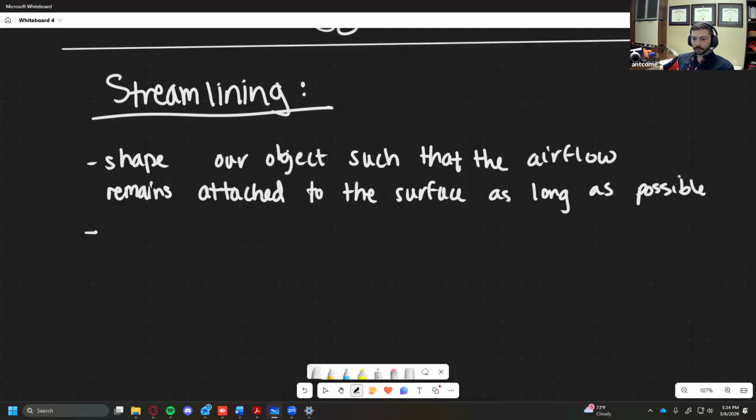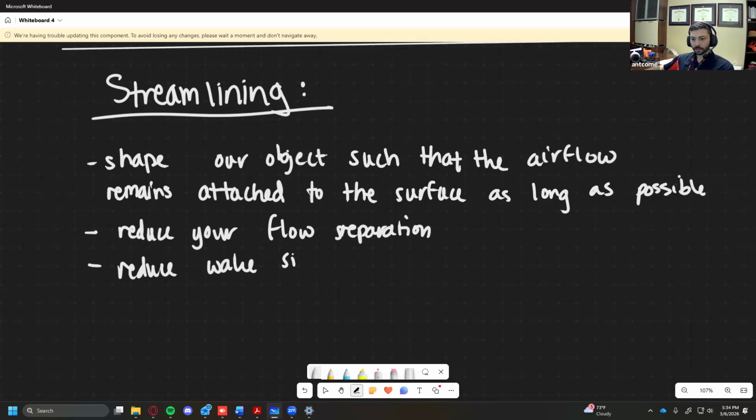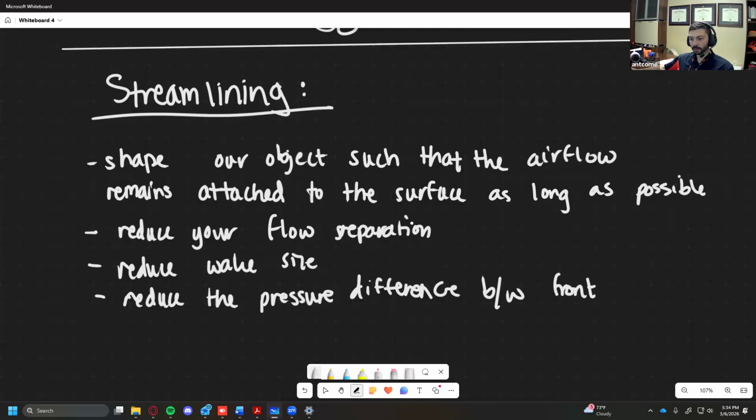What is this going to do? This is going to reduce your flow separation. This is going to reduce your wake size. This is also going to reduce the pressure differences between the front, which we call the leading face, and the back, which we call the trailing face.